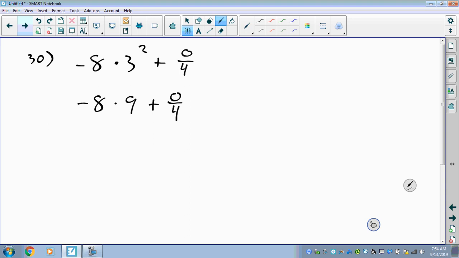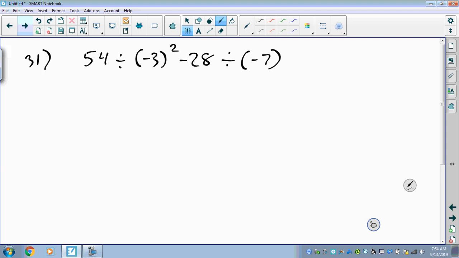Next thing, what's 0 over 4? It's 0. Negative 8 times 9 plus 0. You don't need to write that, you can just leave that off, but for now, we'll leave it on. Negative 8 times 9 is negative 72 plus 0 over 4. That's negative 72 plus 0, so that's negative 72. I hope I wrote that right, guys.